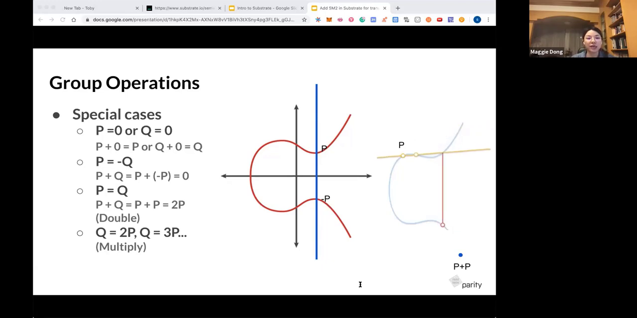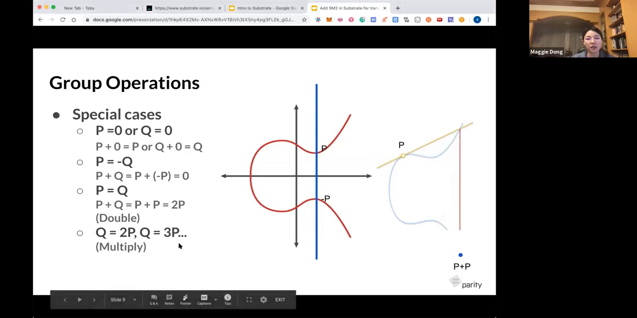If we repeat this operation, we will get Q equals 2P, Q equals 3P, and with this method we surprisingly find that we can do some multiplication. We can multiply points by any integer. So this is the multiplication rule in the group operation, and we just deduced it from the addition rule.